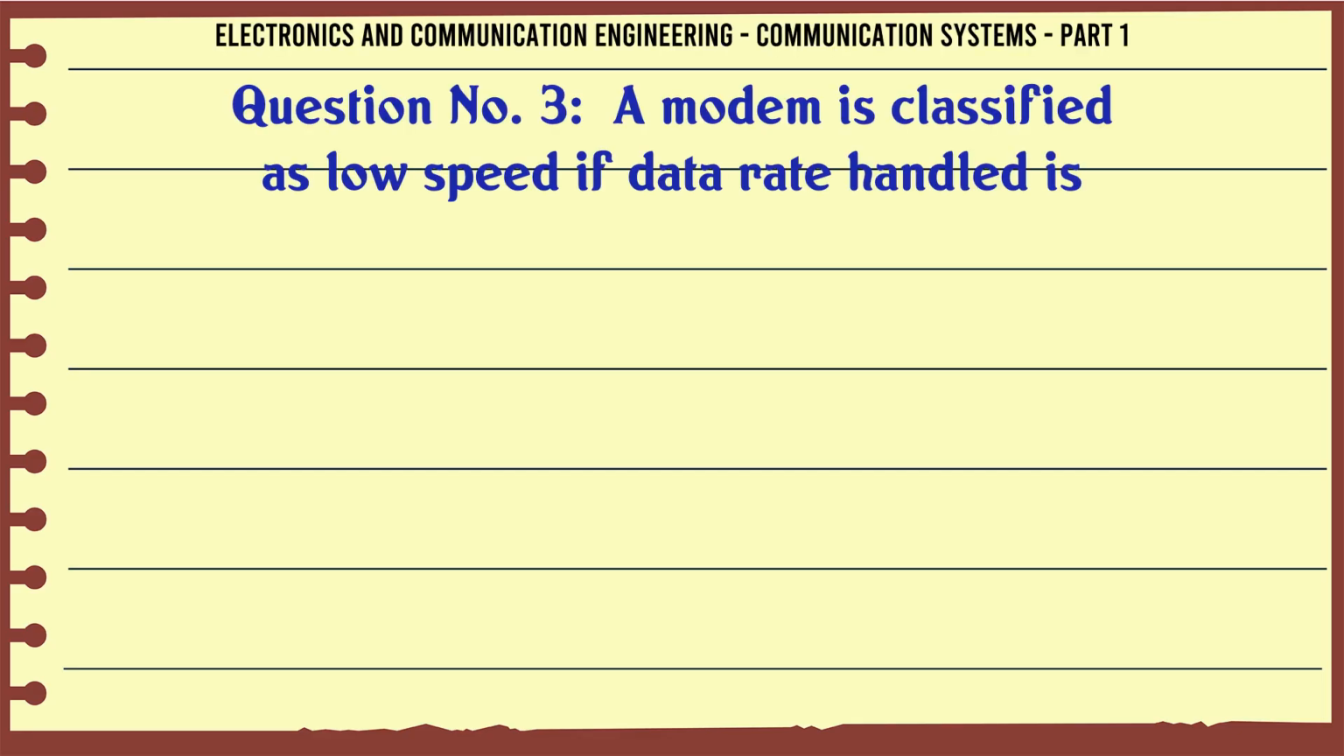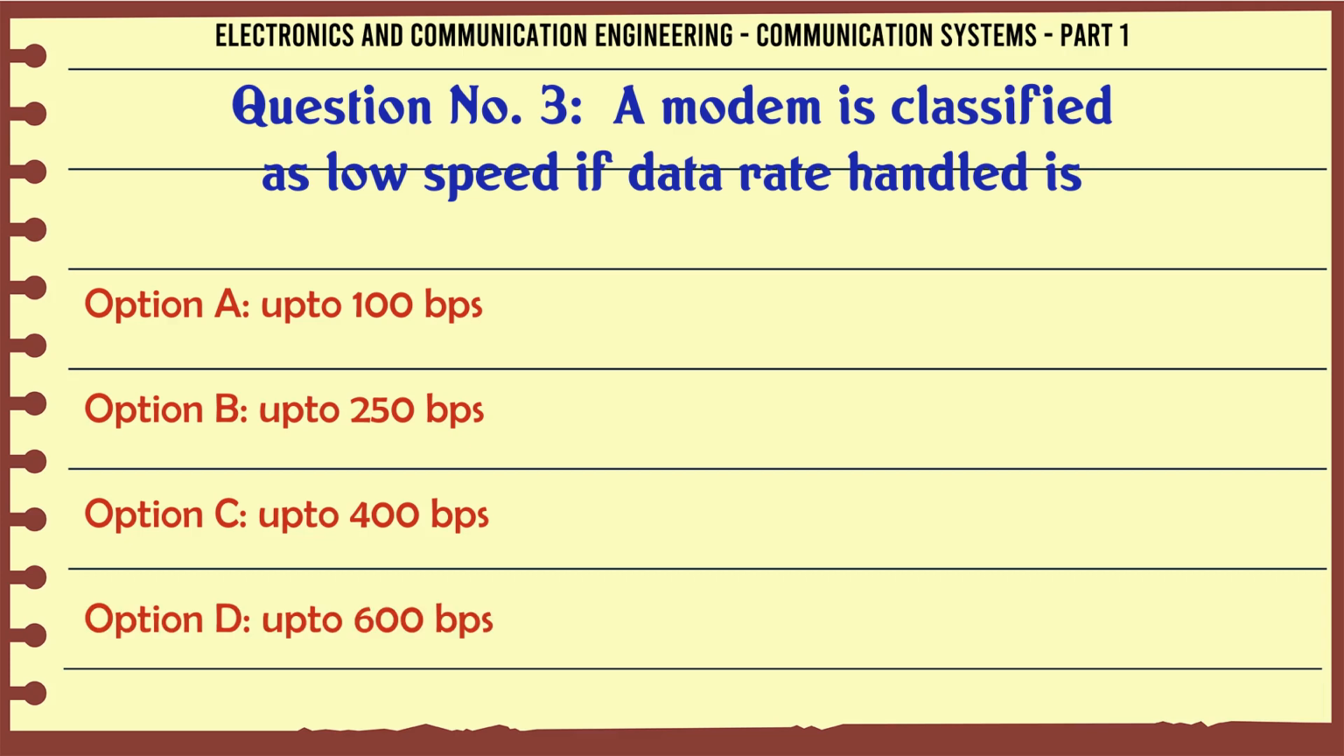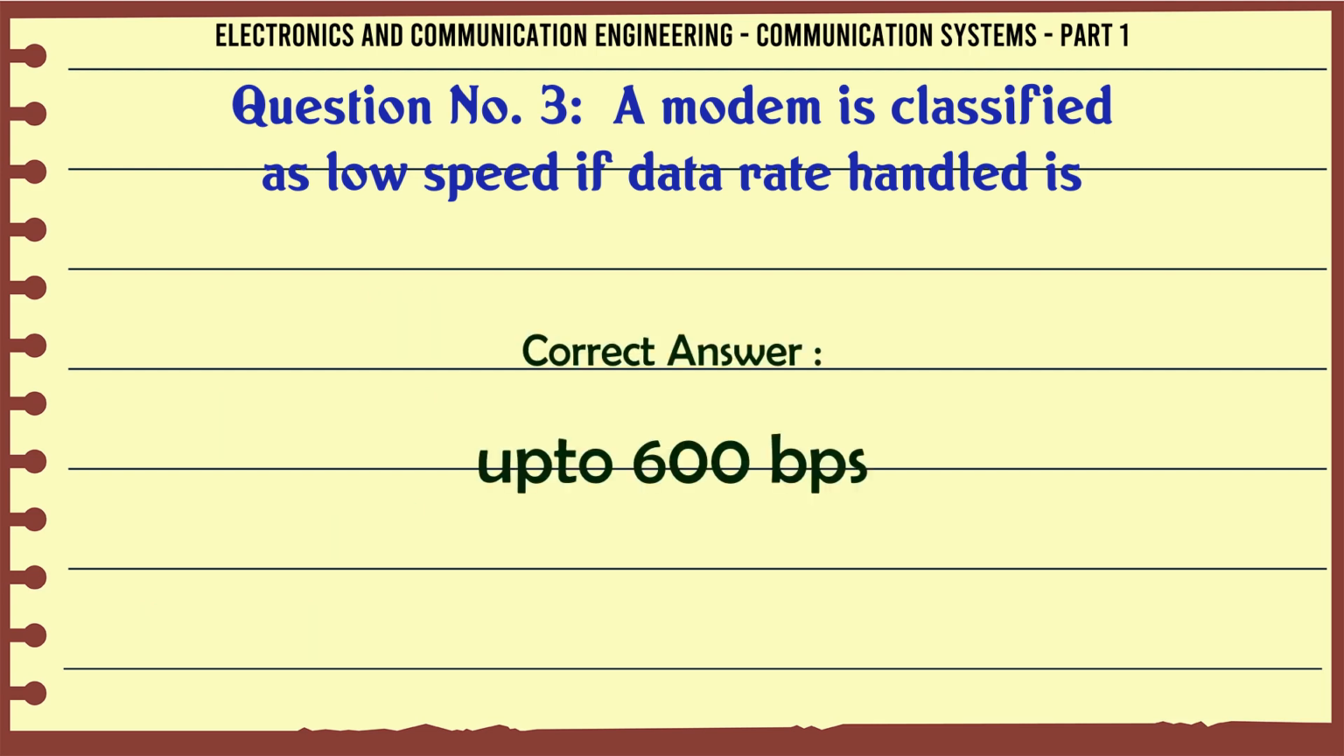A modem is classified as low speed if data rate handled is A. Up to 100 bps. B. Up to 250 bps. C. Up to 400 bps. D. Up to 600 bps. The correct answer is up to 600 bps.